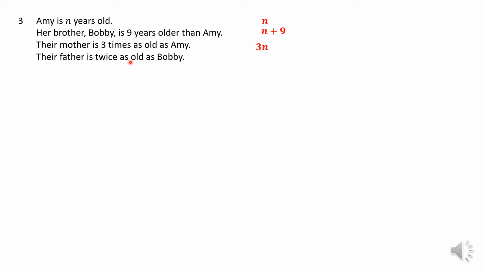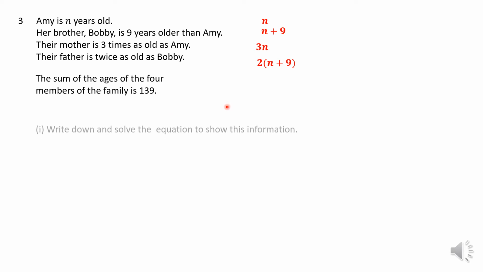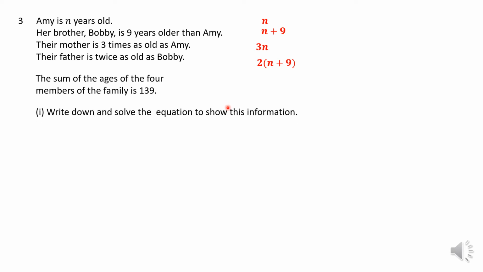The father is twice as old as Bobby, so Bobby we know is n plus 9, so you then multiply n plus 9 by 2, so (n plus 9) times 2. All right, so you can actually also multiply that 2 through to get 2n plus 18. Okay. So they are saying if you add all of these, you should get 139. That is the sum of the ages of the 4 members of the family. So they're saying write it as an equation. So it's very straightforward and easy. So you take all of that stuff and you let it equal 139.